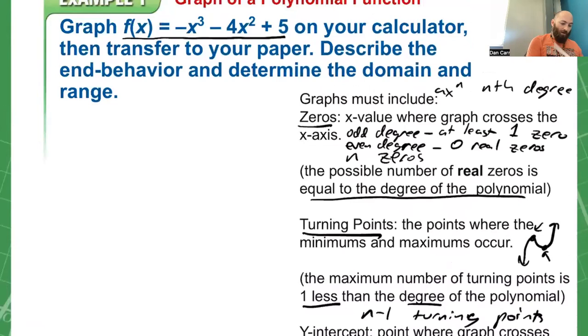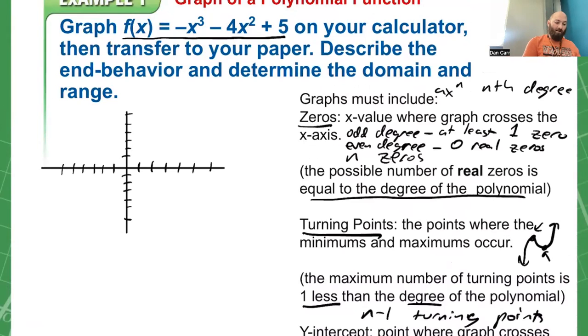So for this example here, I'm going to just draw a rough sketch on the side. But the goal is I want to find all these important pieces, zeros, turning points, and y-intercept from my graphing calculator. Okay, so I'm going to go ahead and complete this. Okay, and then let's go to my graphing calculator.